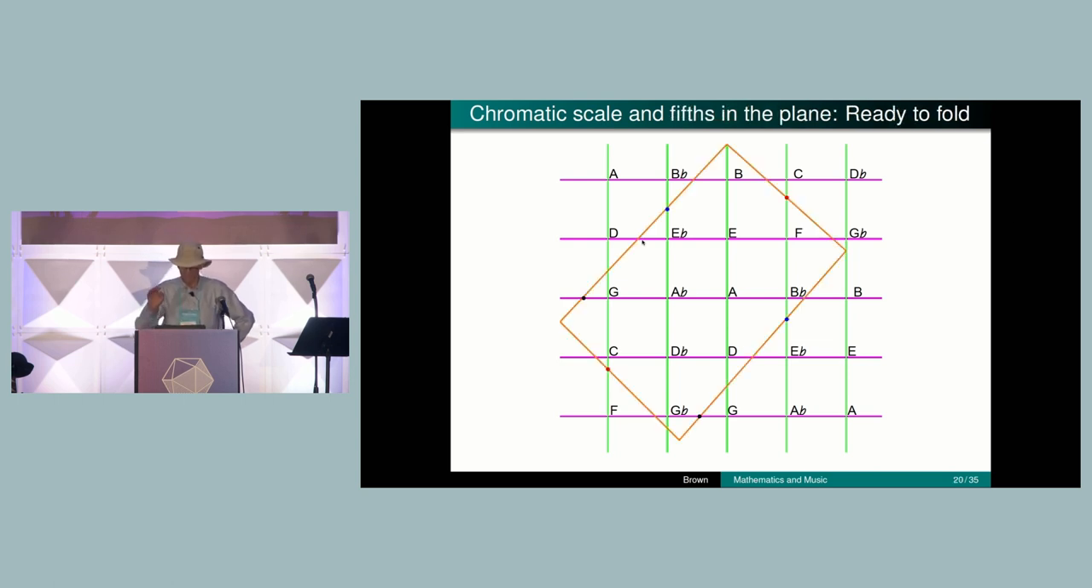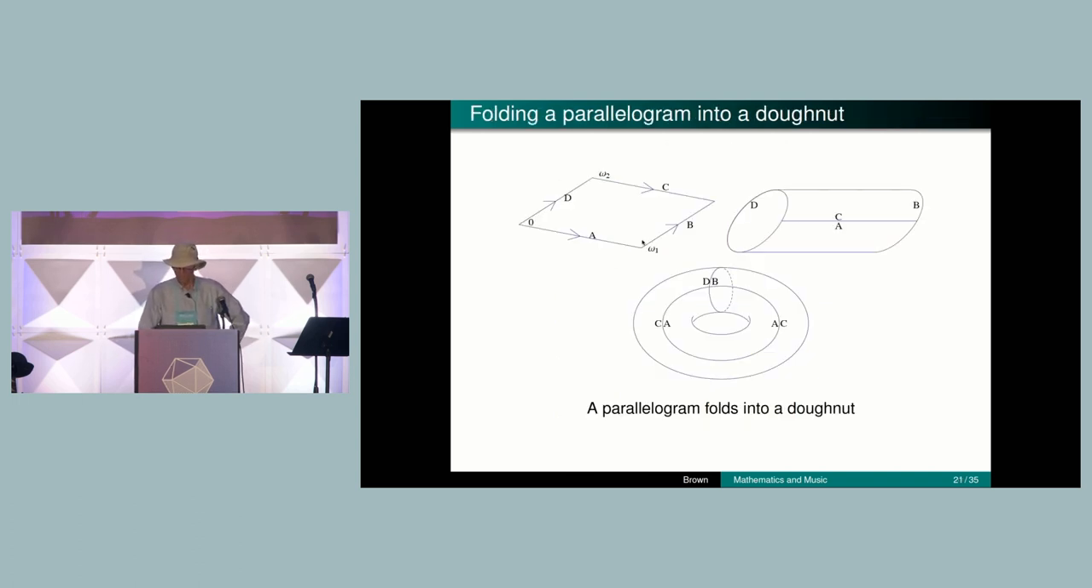This is kind of cute. Now, I'm going to place this orange rectangle, superimpose it. And inside that rectangle, if you look carefully, you will see every one of the 12 tones in the octave exactly once. Now, what we're going to do is identify the blue dots together, the red dots together, and the black dots together. We're going to do all of that. And we're going to fold it up.